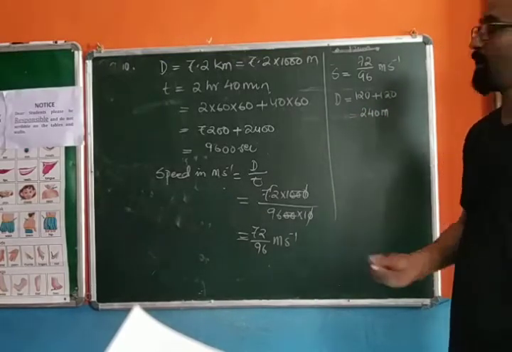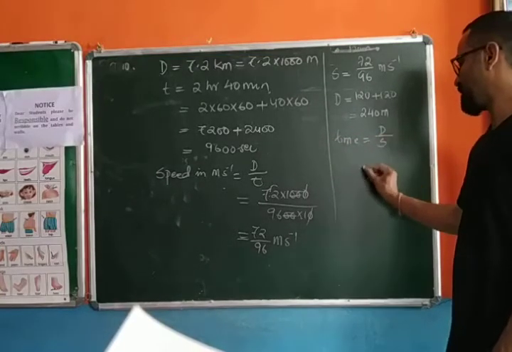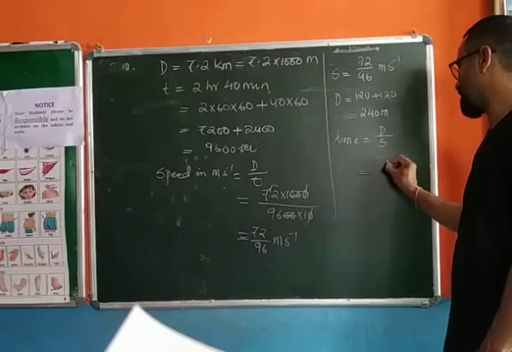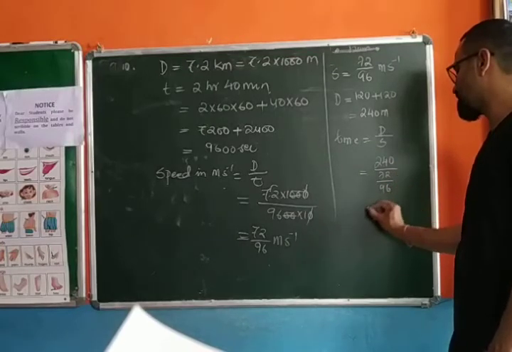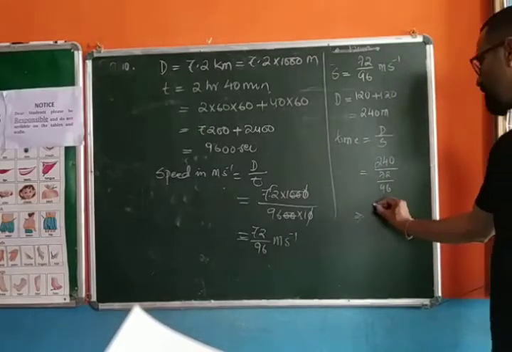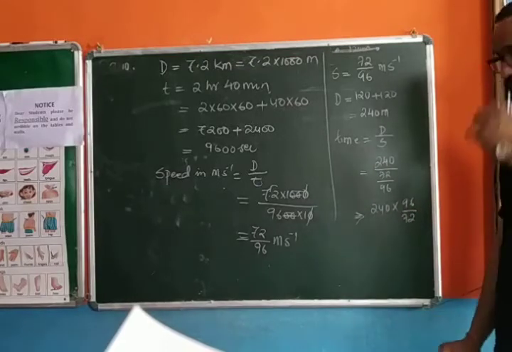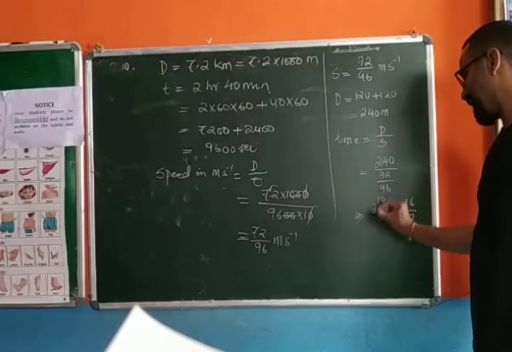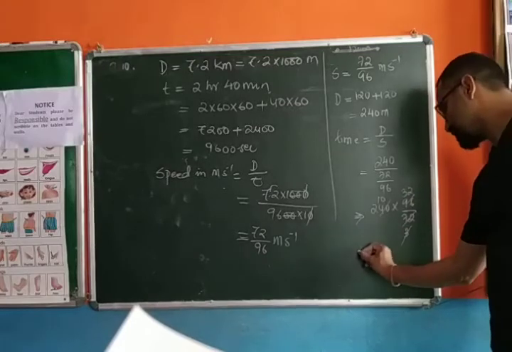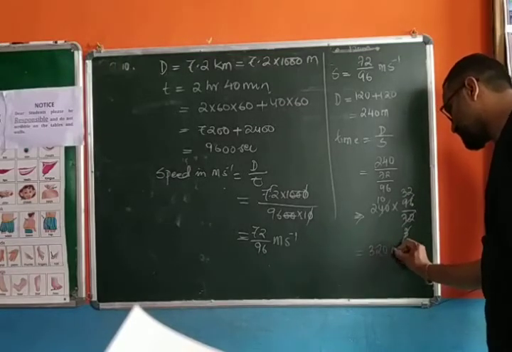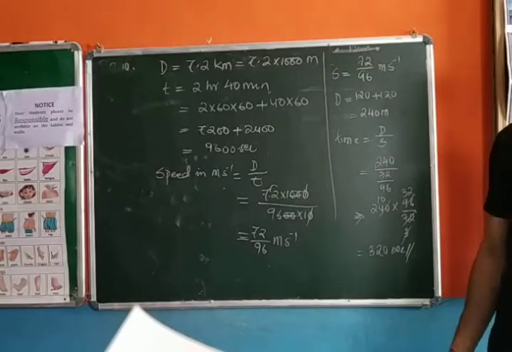Find the time taken by him. Time equals distance divided by speed. You know the distance, 240. Speed in meter per second, 72 divided by 96. Reciprocated, 240 multiplied by 96 divided by 72. 24 10 times, 24 3 times, 3 times 3 2 times. It is 320 seconds. You can convert it into minutes or you can leave the answer in seconds.